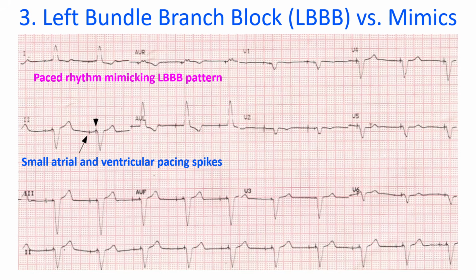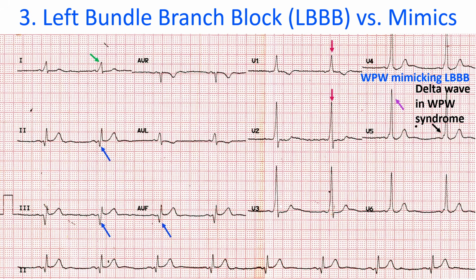LBBB is a classic ECG finding, but several conditions can mimic its appearance, leading to incorrect assumptions about heart failure or ischemia. The confusion: conditions like ventricular pacing, Wolff-Parkinson-White syndrome or WPW syndrome, and hyperkalemia can all produce wide QRS complexes with a dominant S in lead V1, much like a classic LBBB.